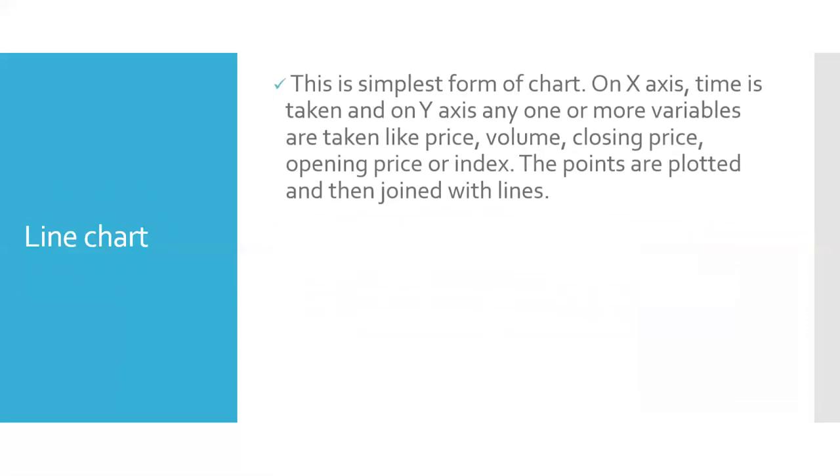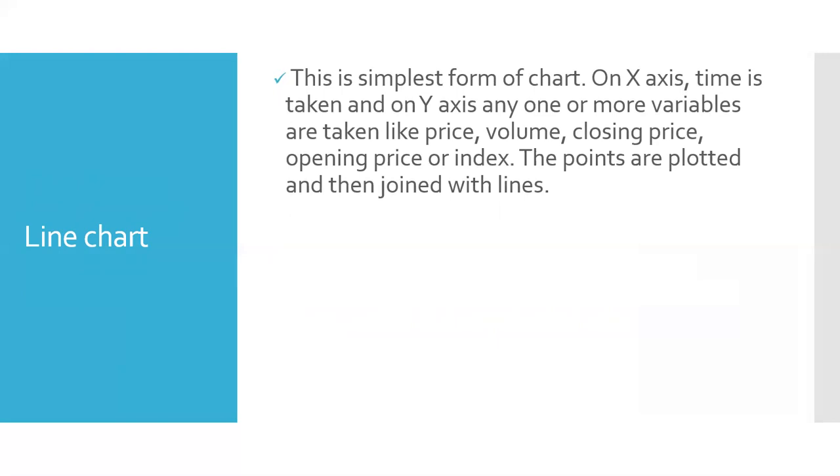The first such chart is the line chart. This is the most commonly used chart in the market. Very simple form of chart. On the x-axis we take time. On the y-axis you can take any one or more variables, like you can take price, volume. Out of price you can take closing price, opening price, high price, low price, or an index can be taken on the y-axis. Various points are plotted and then these are joined with lines, right?